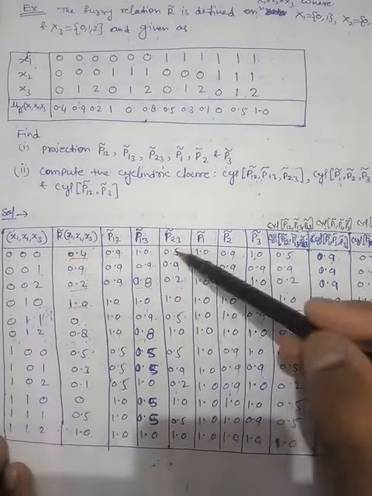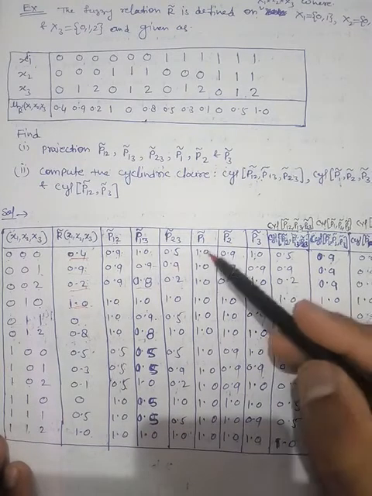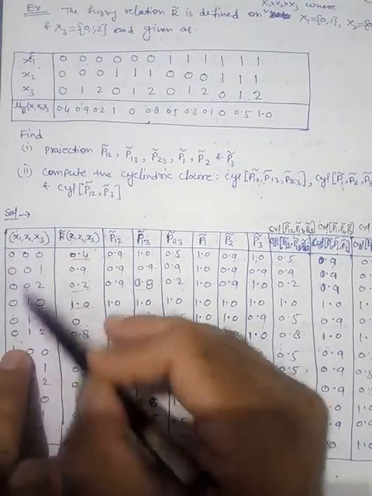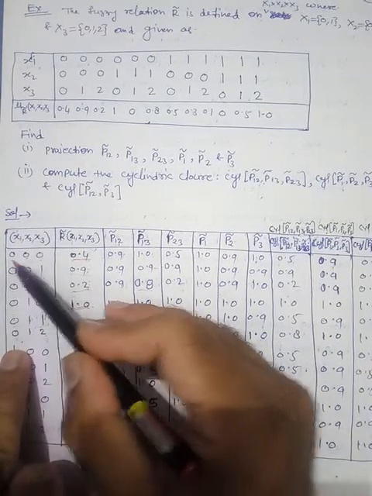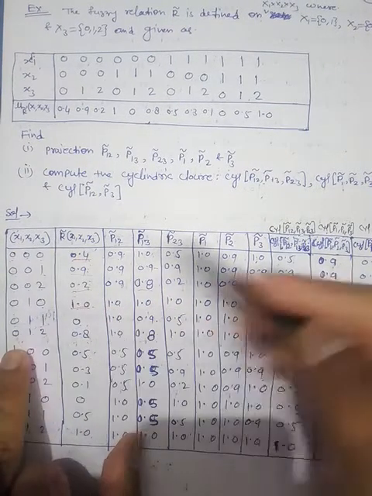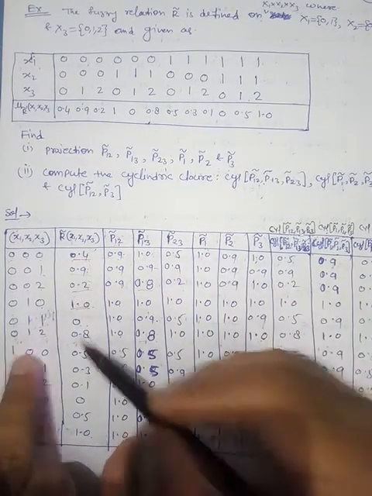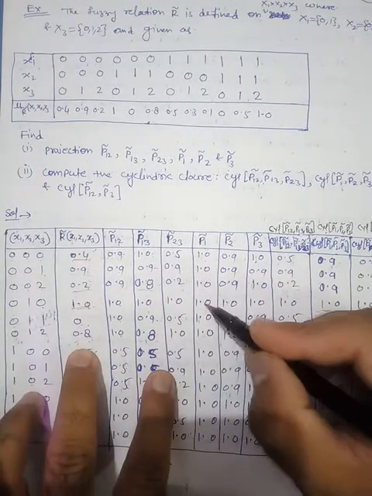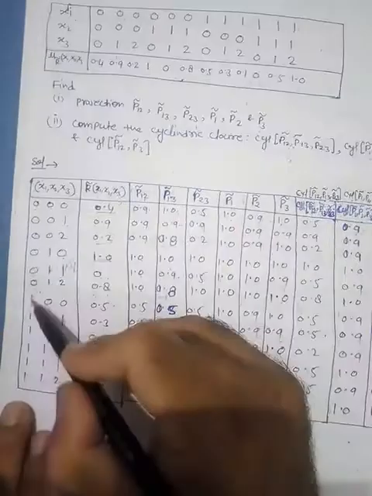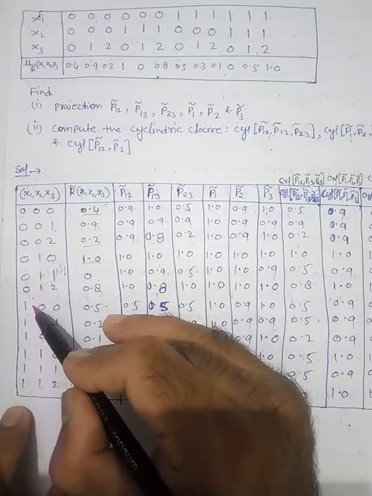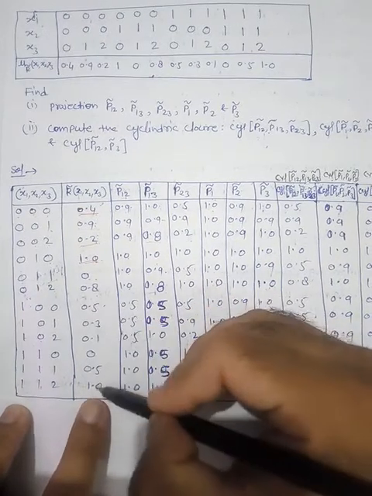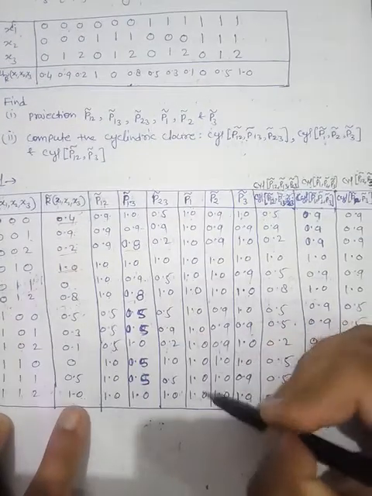Similarly for P23, and this is for P1. For P1, what is 0 here? These are the six pairs having 0, because we are taking only X1. Among these six pairs, the maximum is 1, so that is 1, 1, 1, 1, 1. In the next part, for the next element of X1, these are the membership grades. Among these six, 1 is the maximum, so here 1, 1, 1, 1, 1, 1.